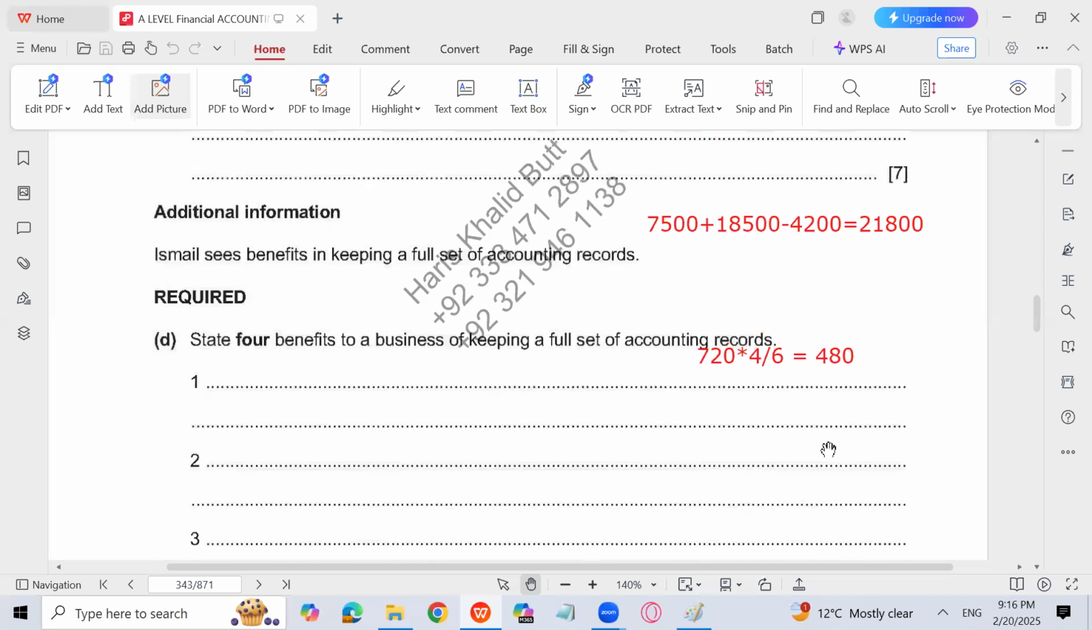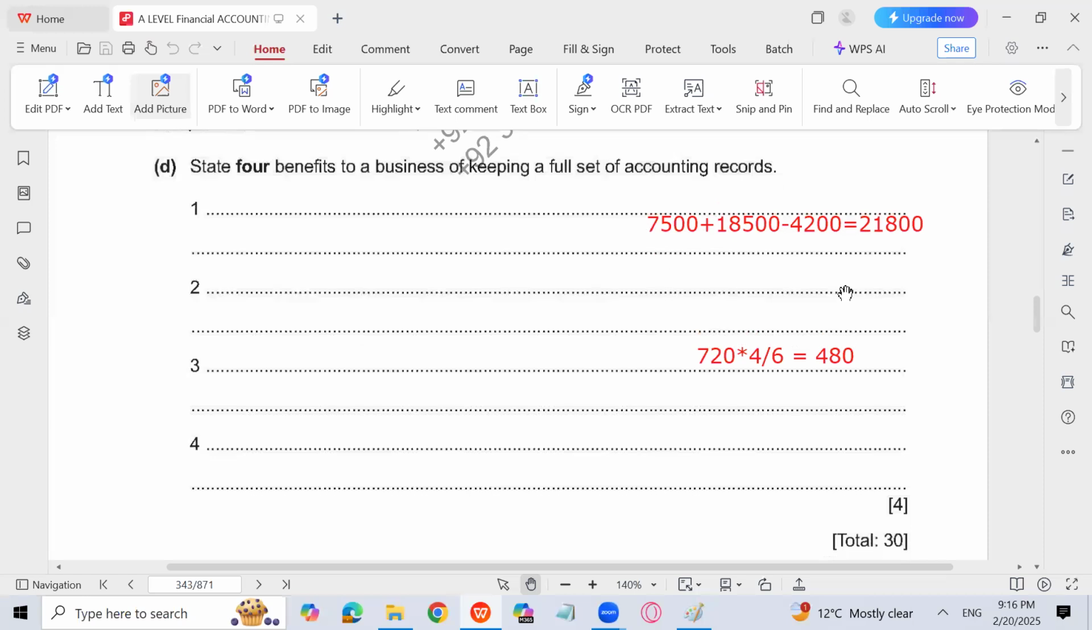Ismail sees benefits in keeping a full set of accounting records. State four benefits to the business of keeping a full set of accounting records. Number one, you can extract a trial balance. You can find profit for the year. You can prepare statements of financial position. Income statement and balance sheet can be prepared. Then your accounts will become more reliable and more understandable. You can compare your results with other businesses and with your own business also.